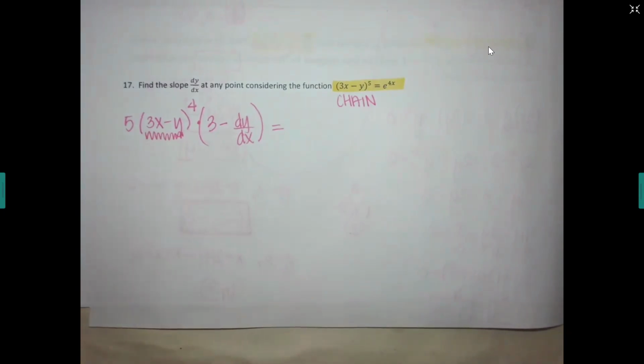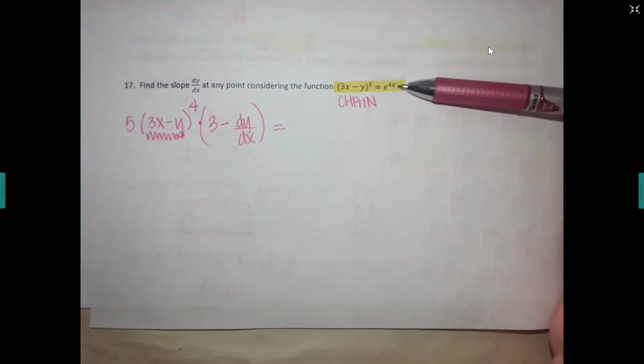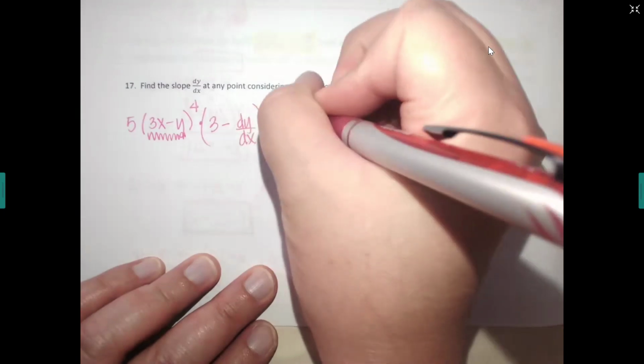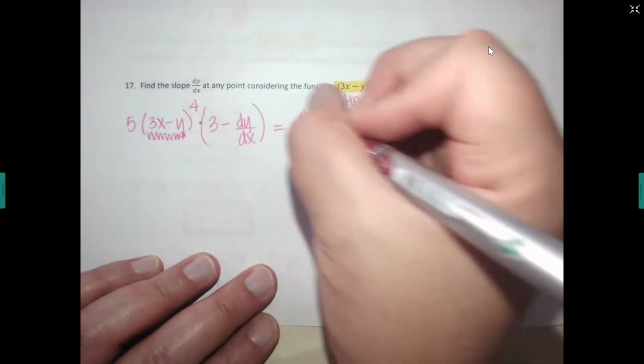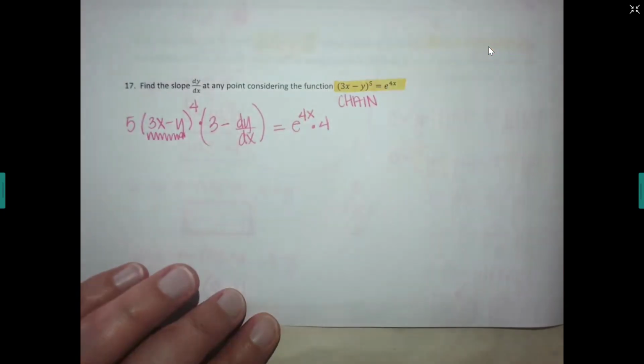Then equal to, on the other side, we have an e to the 4x. Remember, e to the 4x is its own derivative. But then when you go in a layer, the derivative of the 4x part would be an extra times 4.